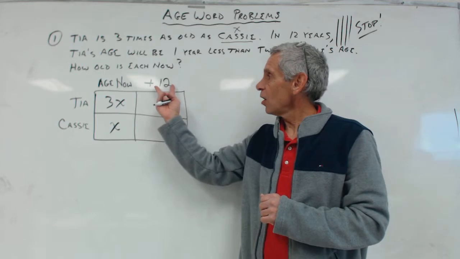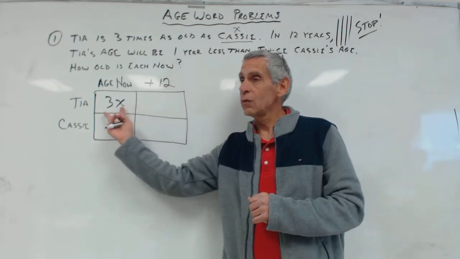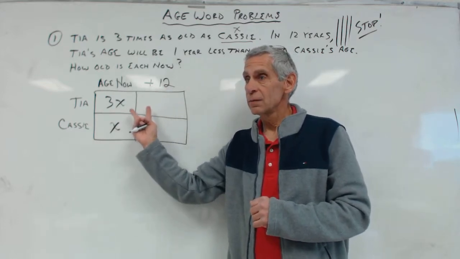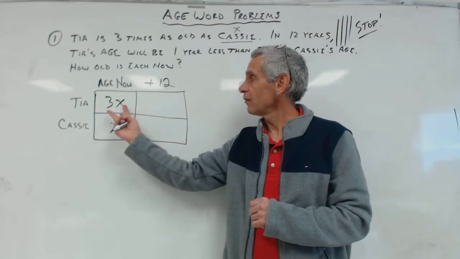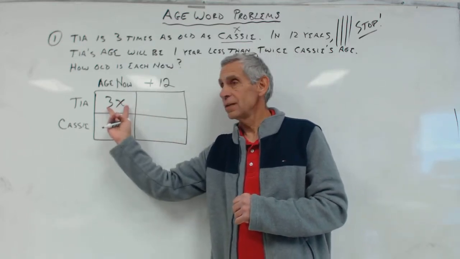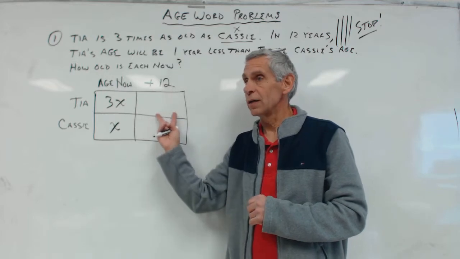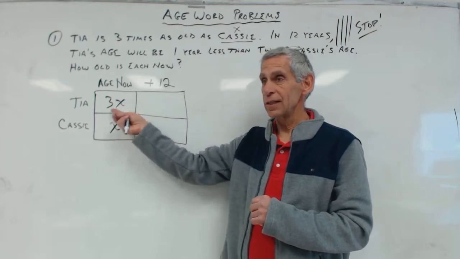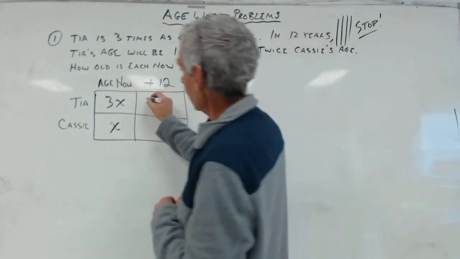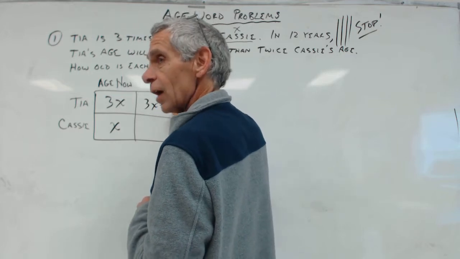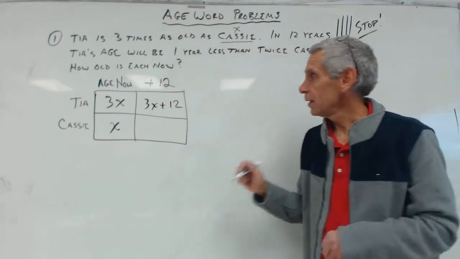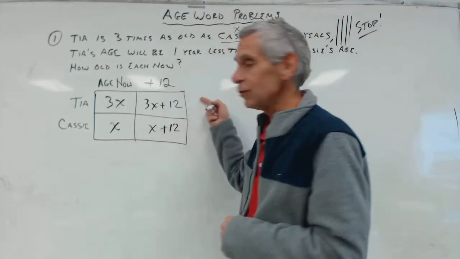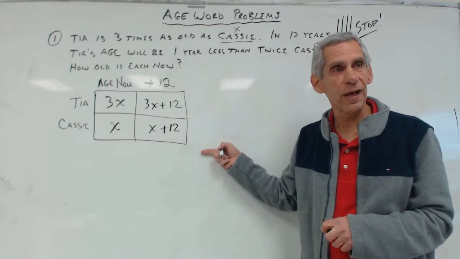Now all I have to do in this column is take what's in the now column and add 12 to it. You're not paying attention. For this column, I have to take what's in the now column and add 12 to it, and that's 12 years from now. If Tia is 3x now, in 12 years Tia will be 3x plus 12. Does that make sense? And in 12 years, what will Cassie be? x plus 12. That was so easy to fill out.